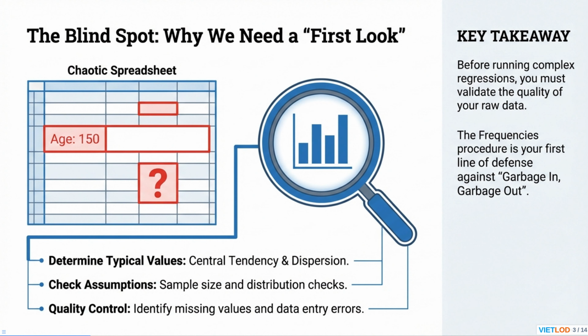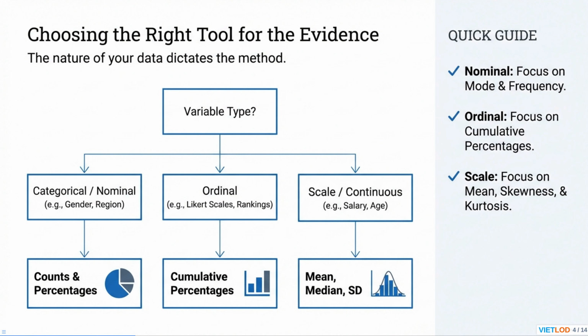Now that we understand the why, let's discuss how. The correct method depends entirely on the nature of your data. The type of variable you have dictates the appropriate statistical method. For nominal variables, like gender or region, we focus on the mode and frequency counts. For ordinal variables, which have a meaningful order but not a consistent interval, such as Likert scales or rankings, cumulative percentages are most insightful. For scale or continuous variables, like salary or age, we can use a full suite of statistics, including the mean, median, standard deviation, skewness, and kurtosis.